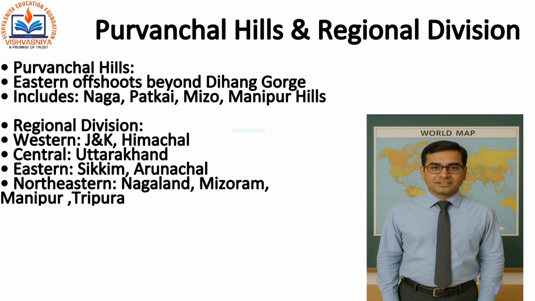Now, let's not forget the Purvanchal Hills, the eastern offshoots of the Himalayas beyond the Dihang Gorge. They include the Naga, Patkai, Mizo, and Manipur Hills in northeast India. You can also divide the Himalayas regionally: Western Himalayas, Jammu and Kashmir, Himachal Pradesh; Central Himalayas, Uttarakhand; Eastern Himalayas, Sikkim, Arunachal; Northeastern Hills, Nagaland, Mizoram, Manipur, Tripura.